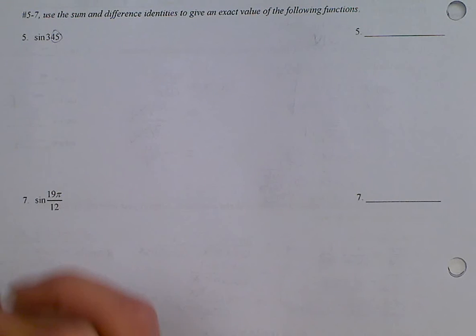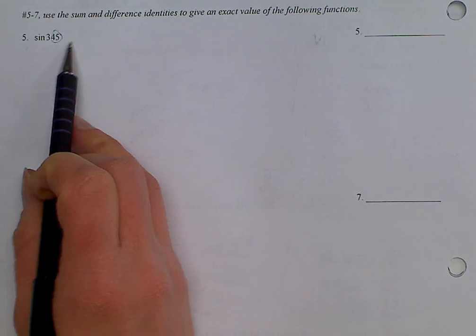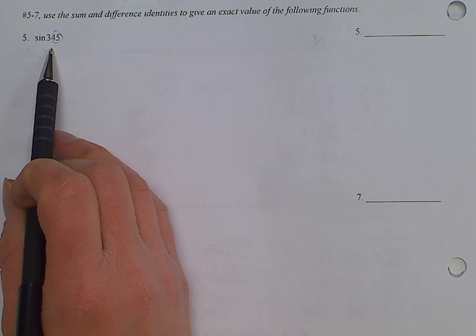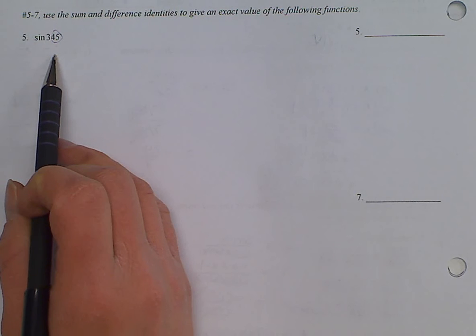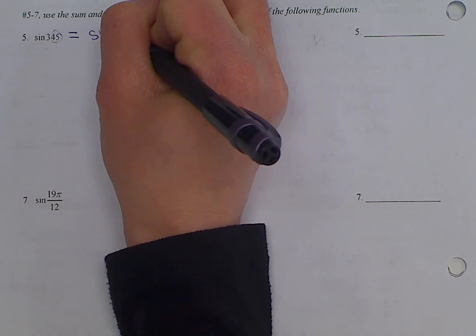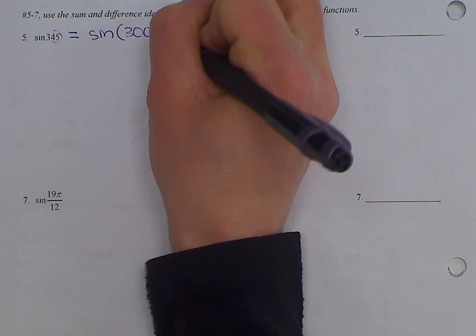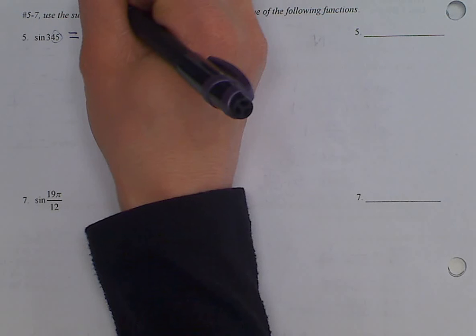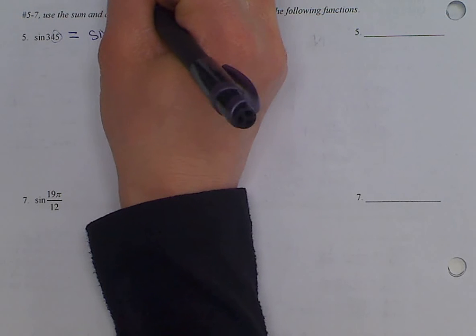If I subtract 45, I'm left with 300. So you want to think about 300's reference angle. That would be 360 minus 300, giving us a reference angle of 60. So I know that those work. So we could do the sine of 300 plus 45. Another option here would be to do the sine of 315 plus 30.